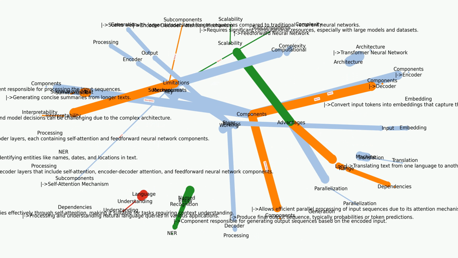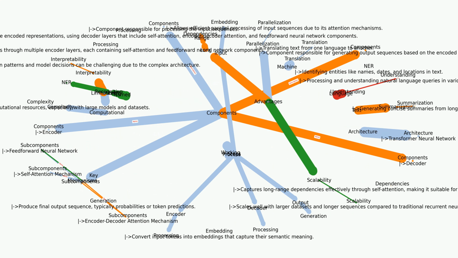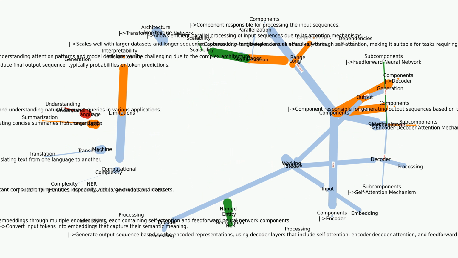Encoder processing: process embeddings through multiple encoder layers, each containing self-attention and feedforward neural network components. Decoder processing: generate the output sequence based on the encoded representations, using decoder layers that include self-attention, encoder-decoder attention, and feedforward neural network components. Output generation: produce the final output sequence, typically probabilities or token predictions.